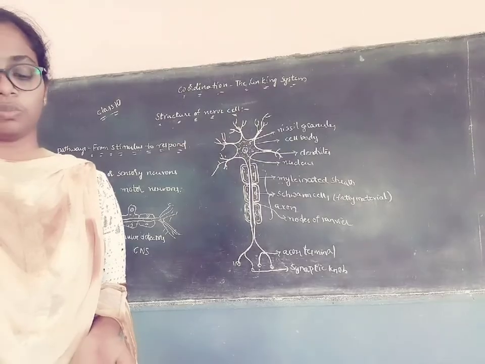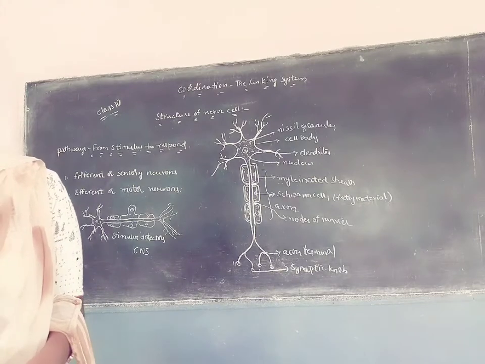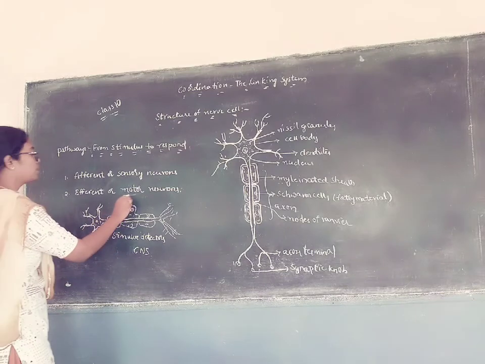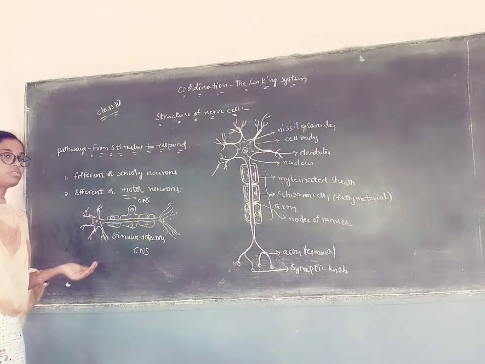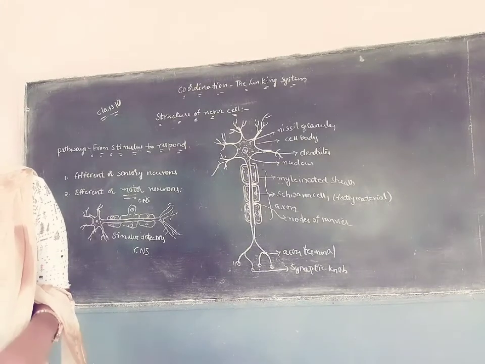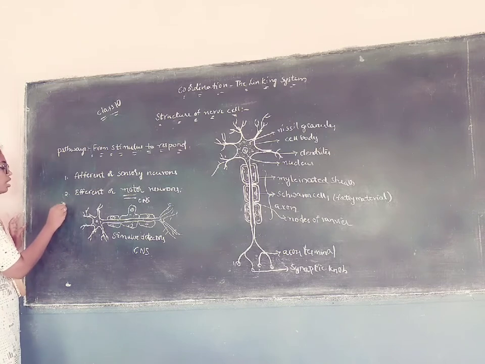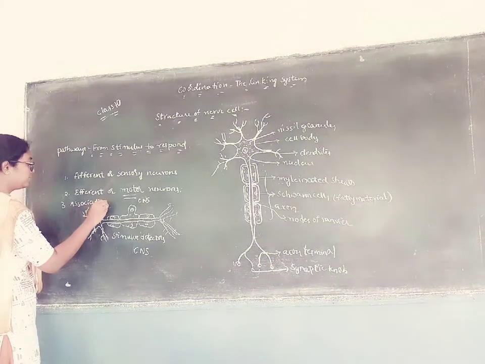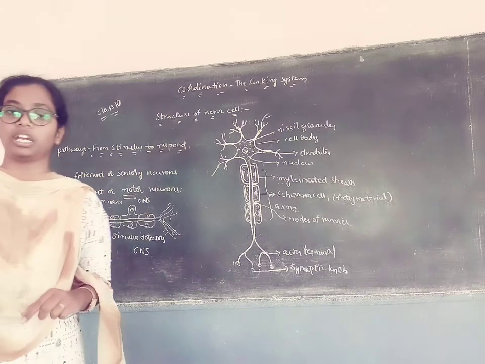Okay, next one, about motor neurons. Motor neurons carry information from the central nervous system to the body parts. So the motor neurons' function is carrying information from the central nervous system to the body organs. They are called motor nerves. Next one is association nerves. This association nerve is the connection between afferent and efferent neurons.